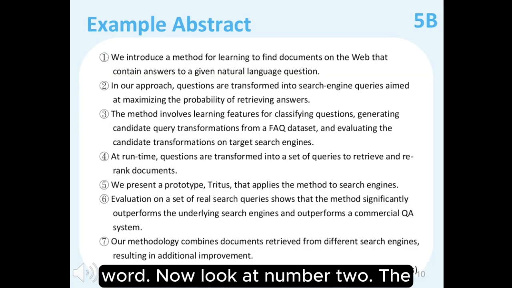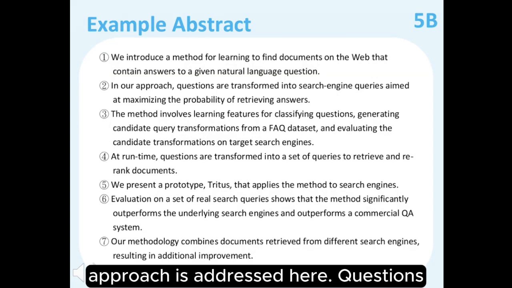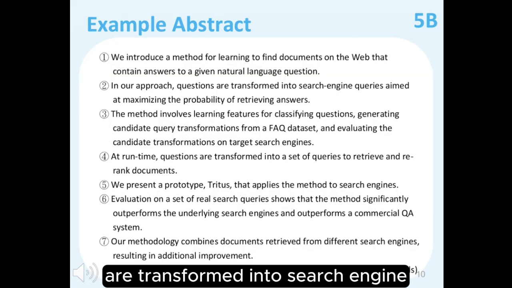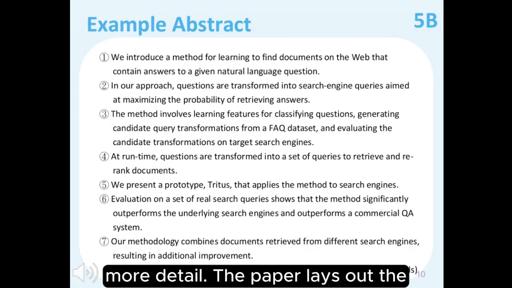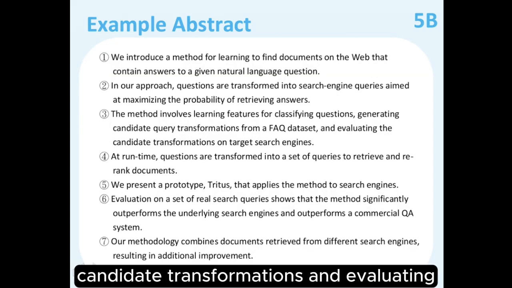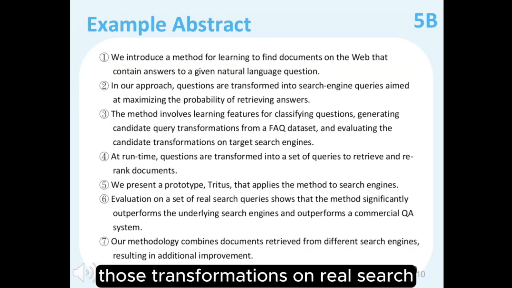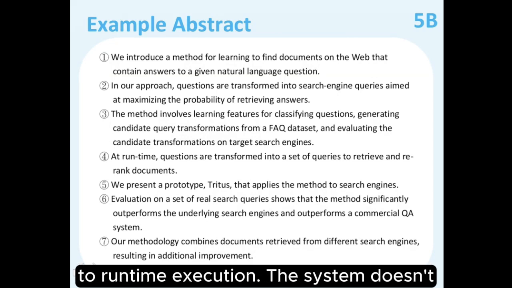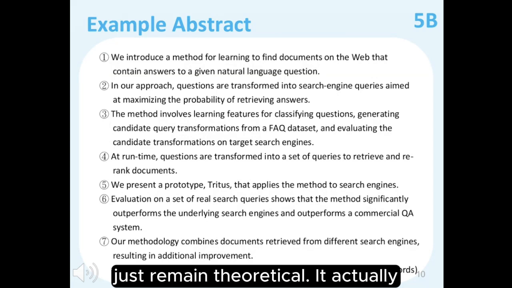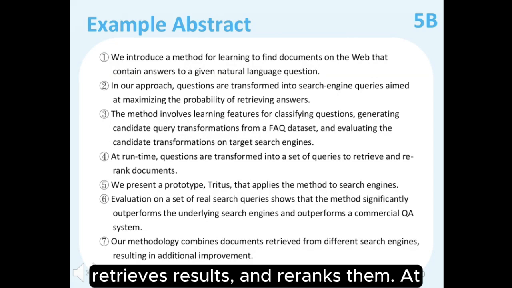Now, look at number 2. The approach is addressed here. Questions are transformed into search engine queries designed to maximize the chance of finding answers. Move to number 3 here. We get the methodology in more detail. The paper lays out the steps: learning features, generating candidate transformations, and evaluating those transformations on real search engines. Then, number 4, which takes it to runtime execution. The system doesn't just remain theoretical, it actually transforms questions into queries, retrieves results, and re-ranks them.